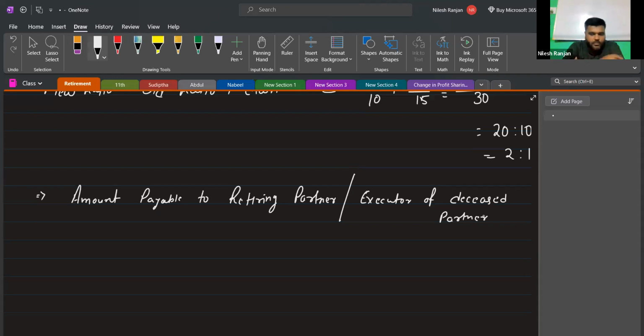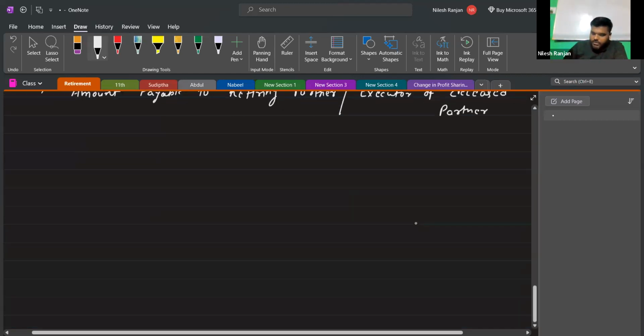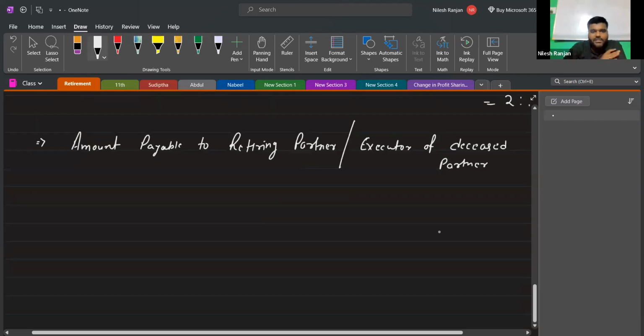Yes, sir. Because he cannot accept the money right now. He is dead. Okay. So who will receive the money? The legal representative or executor. Okay, so the relative of the dead person. So the amount payable to retiring partner concept is similar to the executor of the deceased partner. Actually, there's only a difference of name in the account.